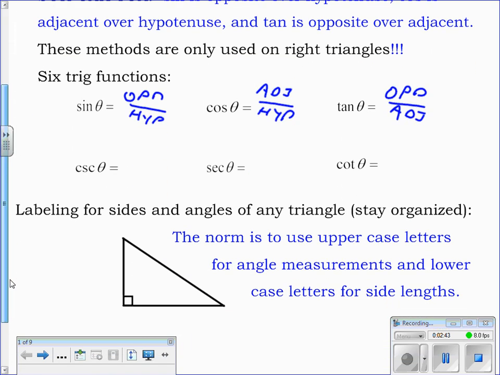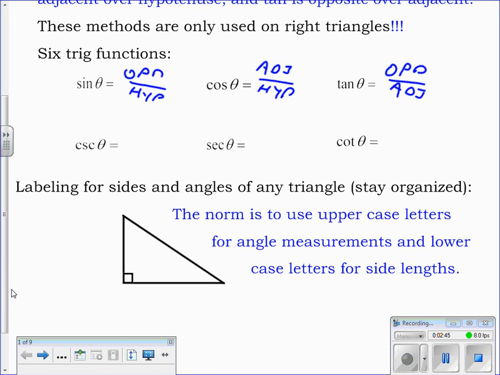Now, cosecant. Can an elephant drive a Cadillac? Cosecant. Really? It's not that. No.